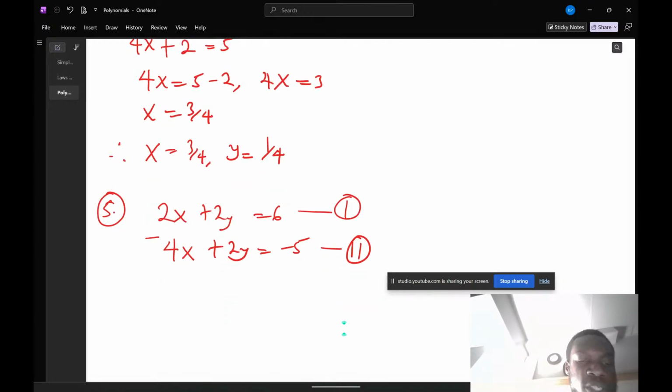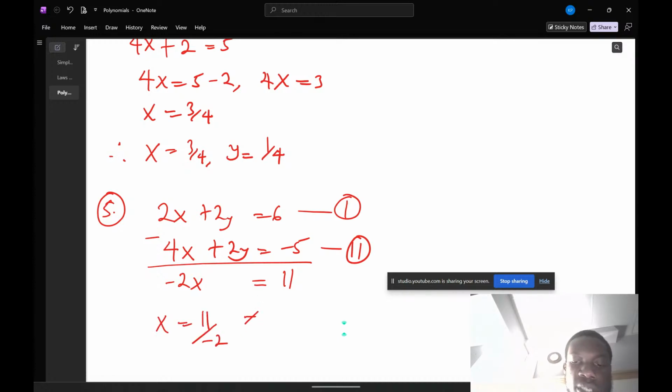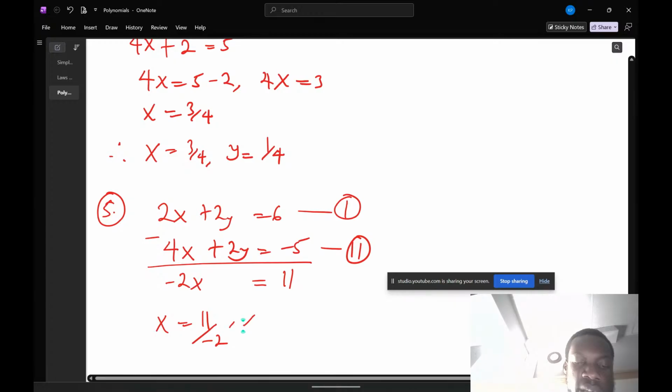So we subtract from each other. So 2x minus 4x is minus 2x. 2y minus 2y is 0. 6 minus minus 5 is 6 plus 5. That's 11. So we'll say that x is equal to 11 divided by minus 2. So that will be x is equal to minus 11 over 2.